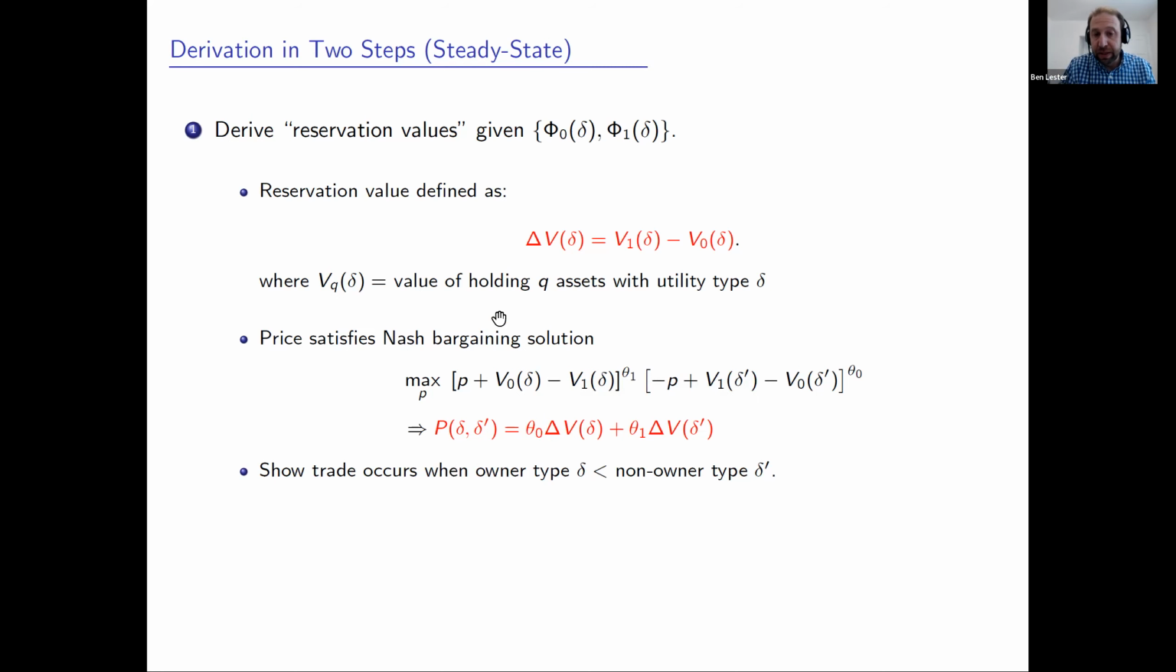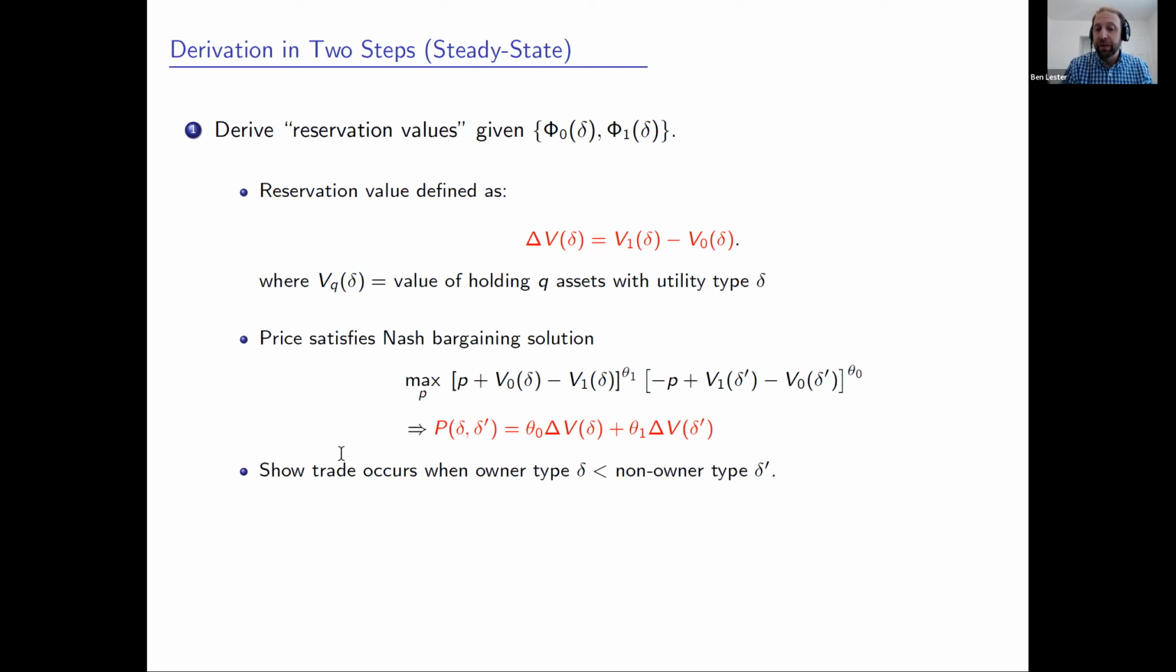Okay, so this reservation value is a key object, and what I'm going to show you in a slide or two is that we are going to prove at a very elementary level that these reservation values are strictly monotone in the delta. Let me just emphasize that result for a second. Because what it tells you is that there are gains from trade if and only if the non-owner currently has a higher delta than the owner.